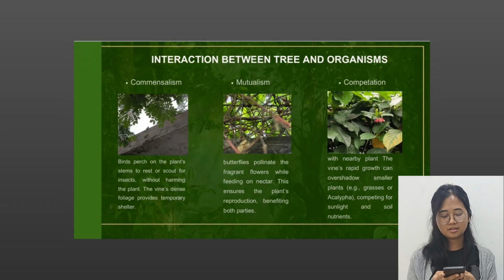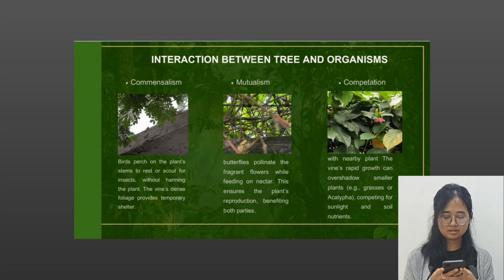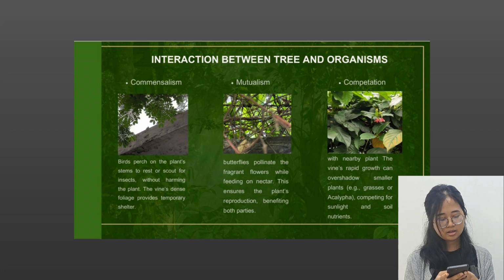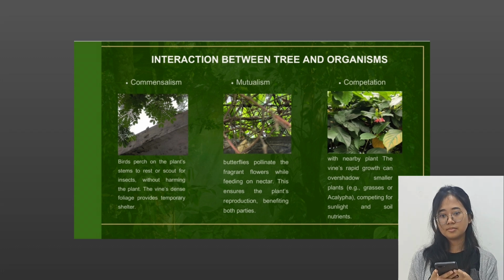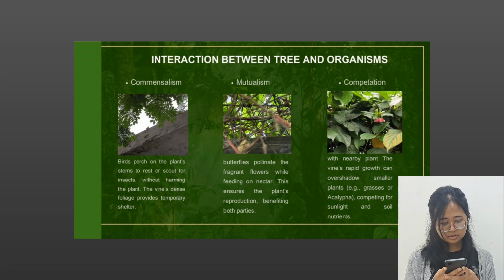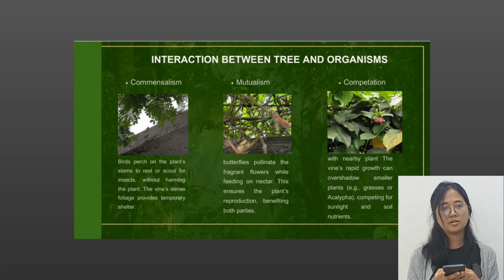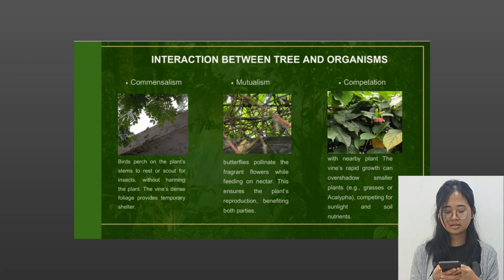Next, I'll be presenting the interaction between the tree and the organisms around it. First, there are 3 types of interactions: commensalism, mutualism, and competition. First is commensalism. An example is birds perching on the plant stems to rest or scout for insects without harming the plant. The vine's dense foliage provides temporary shelter.